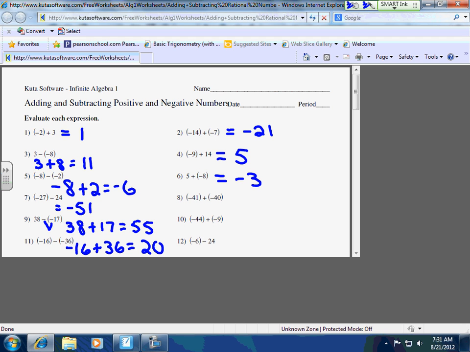Negative 41 plus negative 40, when the signs are the same, you add and keep the same sign. So we're talking about negative 81. Negative 44 plus a negative 9, when the signs are the same, you add and keep the sign. So we're talking about negative 53 is the answer for here. And negative 6 minus 24. When the signs are the same, you add and keep the sign. So we're looking at negative 30.